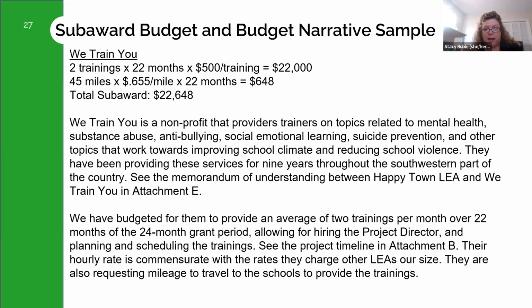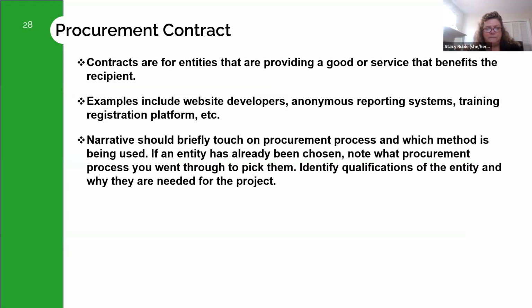And they're also requesting mileage. And I don't need to go into a whole lot of details on the mileage. You could go into a little more detail if you wanted to. You could say, 45 miles is the average distance between the We Train You headquarters and each of the schools. And the 0.655 is we're reimbursing them using our own travel policy. Next slide.